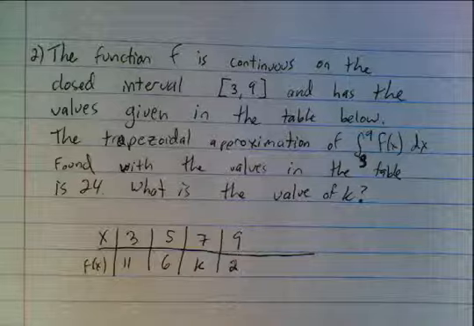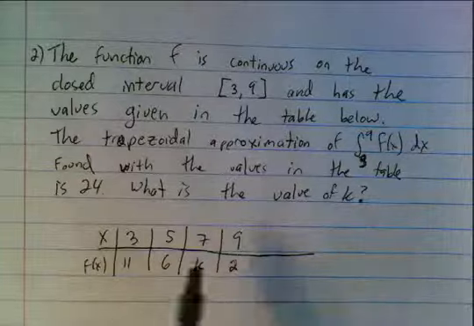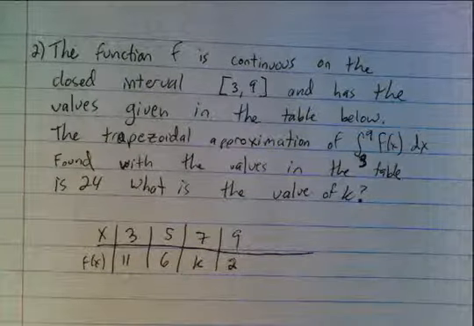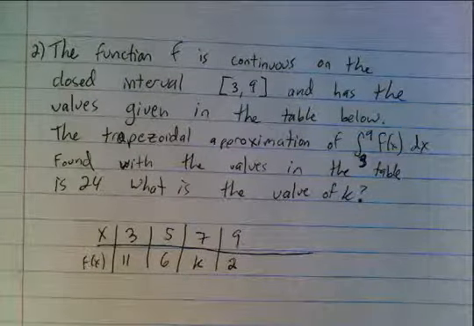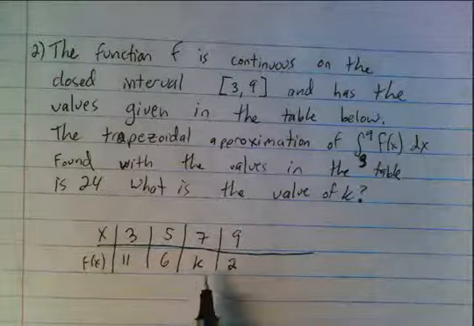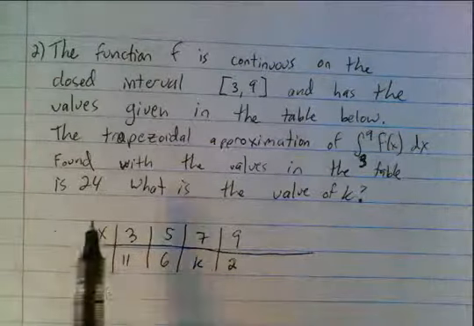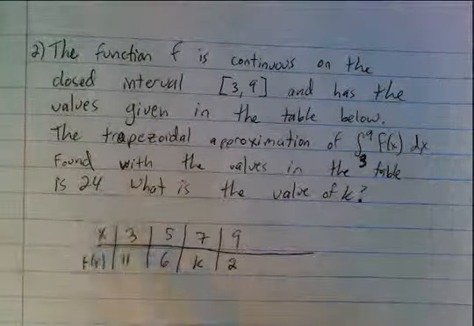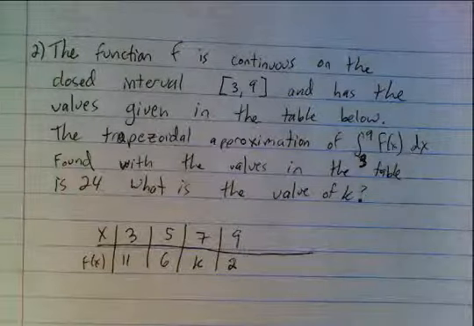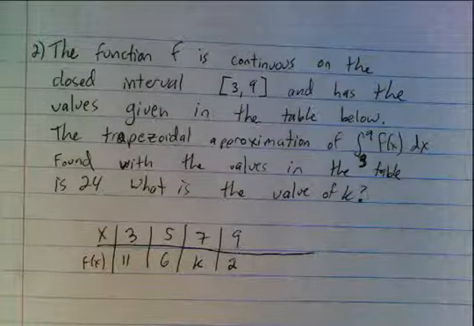And notice there's a k right here instead of these numbers. So what we're going to do is we're just going to set this up as if we were using these numbers to find the trapezoidal approximation. But we're not going to be able to find that number because of k. We're told, however, what the final answer is, so we're just going to have to solve backwards. Try to give this a shot, see if you can get anywhere on your own before watching me do the problem.